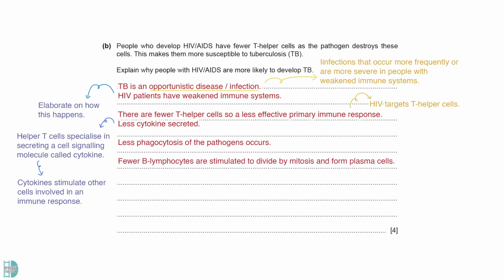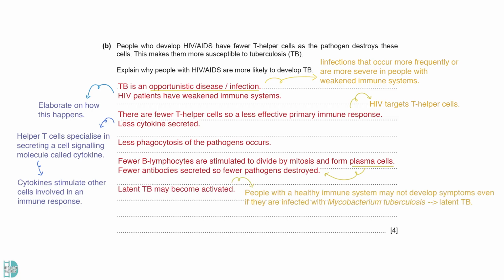Besides, fewer B lymphocytes are stimulated. A smaller number of B cells will divide by mitosis and form plasma cells. When the number of plasma cells is small, fewer antibodies are secreted, so fewer pathogens are destroyed. People with a healthy immune system may not develop symptoms even if they are infected with Mycobacterium tuberculosis. This is called latent TB. As HIV weakens a person's immune system, latent TB may become activated.